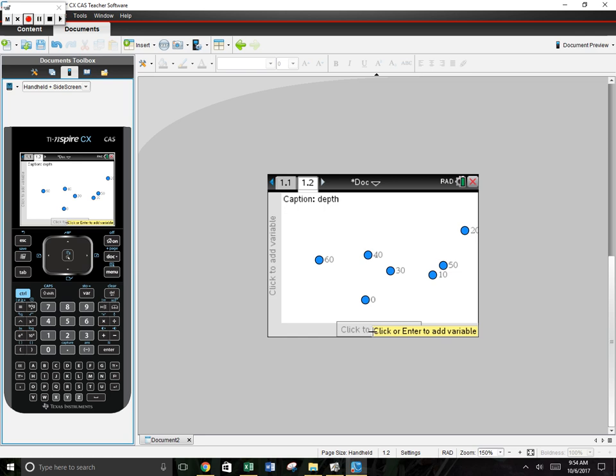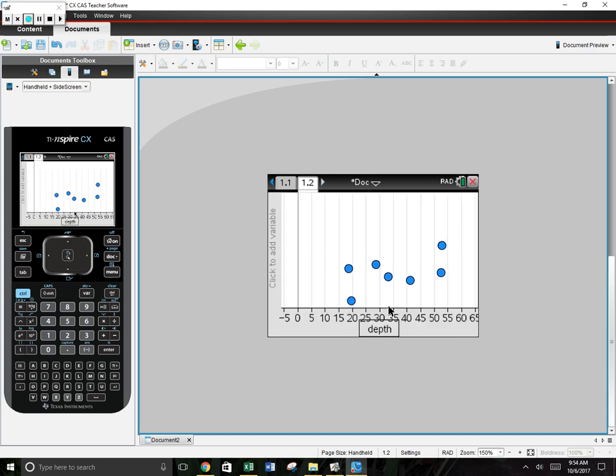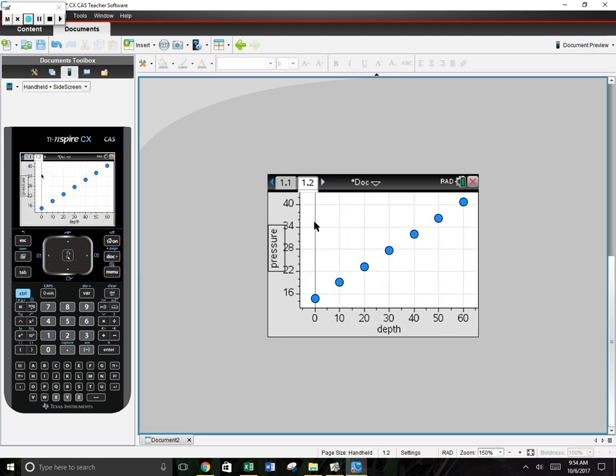Now click on your x-axis and it'll ask you which column you want it to be. Do you want it to be the depth column or the pressure column? So let's put the depth column there. Then come over to your y-axis and let's put the pressure measurements there. And just the appearance of it looks like it's going to fit a linear model really well.